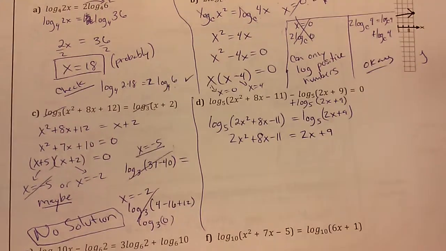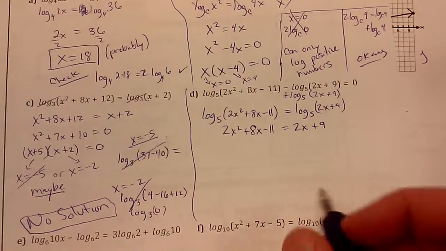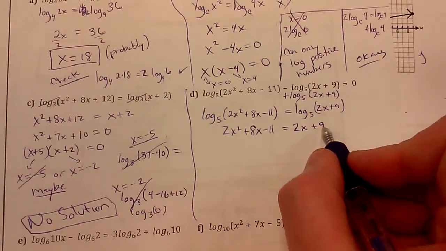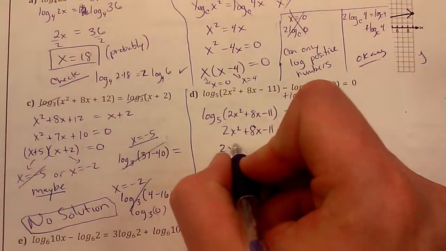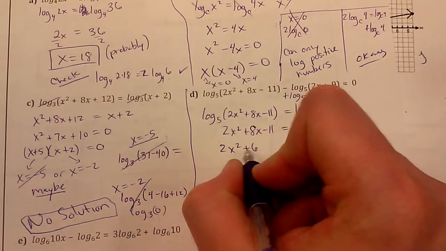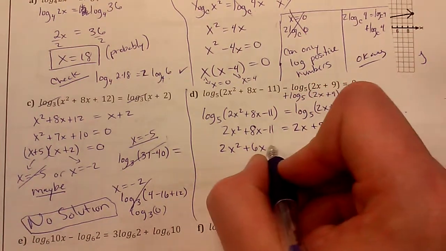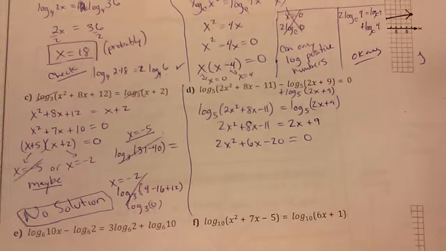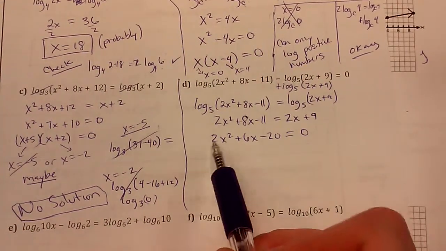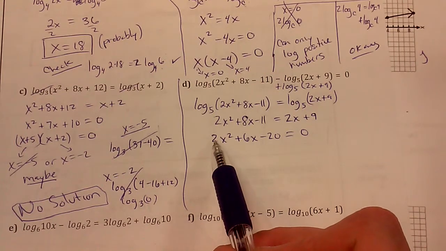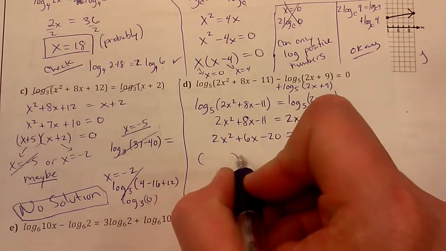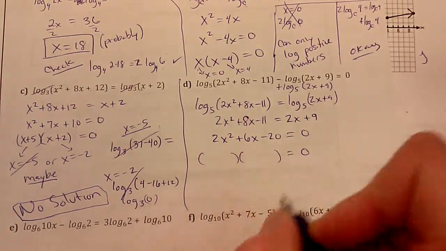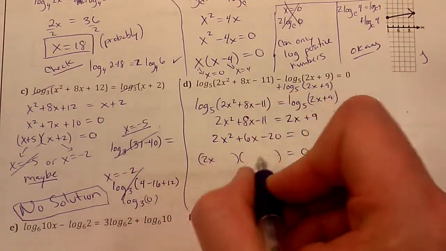So there we go. Darn it, this looks like a guess and check. That's okay, I'm feeling good about it. So I'm going to subtract 2x, I'm going to subtract 9. So I have 2x squared plus 6x minus 20 equals 0. So I've got an a is not equal to 1 quadratic. So this is going to be guess and check method. Or some of you got really good at the algorithm. You might want to revisit that.